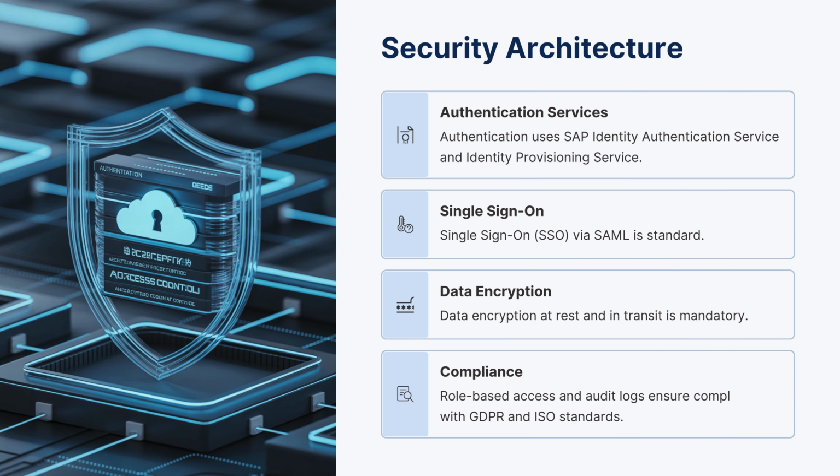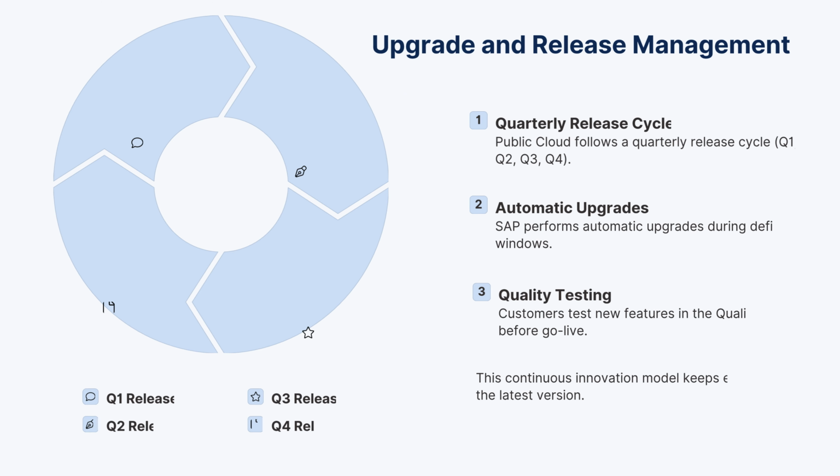Security architecture. Security is built into the architecture from the ground up. SAP Identity Authentication Service manages user logins, while the Identity Provisioning Service syncs roles across tenants. Data is encrypted both at rest and in transit, and role-based access controls ensure compliance with international standards like ISO 27001 and GDPR.